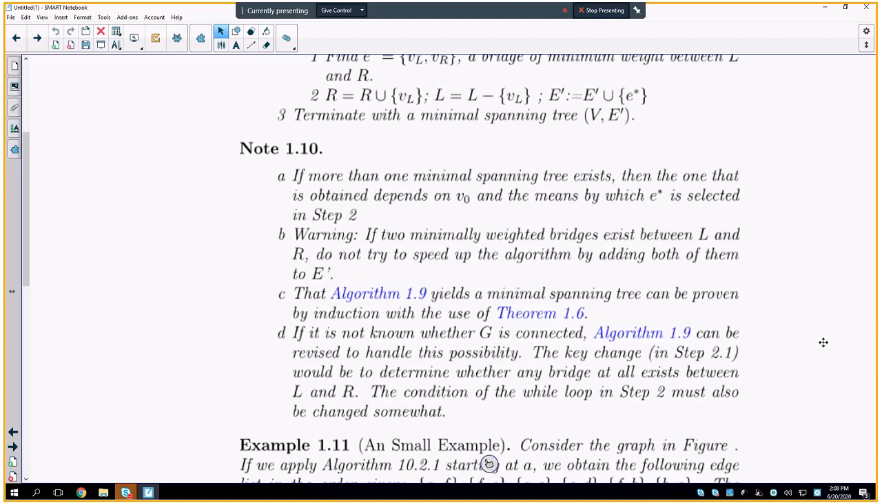The warning is, if two minimally weighted bridges exist between L and R, do not try to speed up the algorithm by adding both of them. Select one. Algorithm 1.9 yields a minimal spanning tree. It can be proven by induction with the use of theorem 1.6 in this section. And it is not known whether this algorithm works if we start with a graph that is not connected.